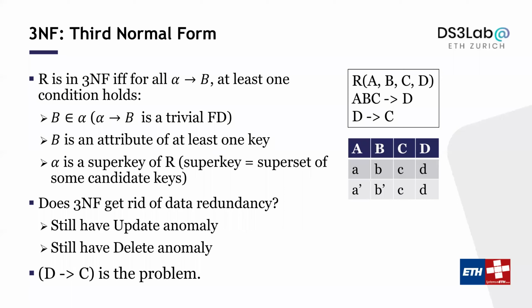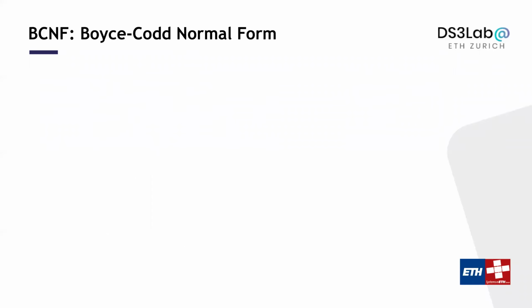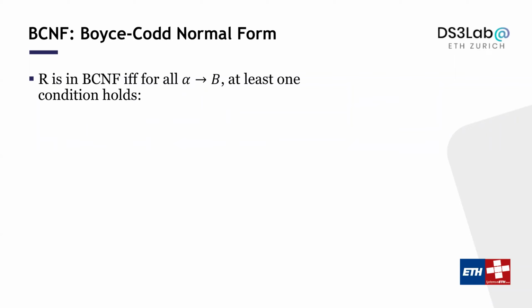So what can we do? We can keep making this stronger. Another, stronger notion of normal form is something that we call BCNF. Okay, so here's the definition.